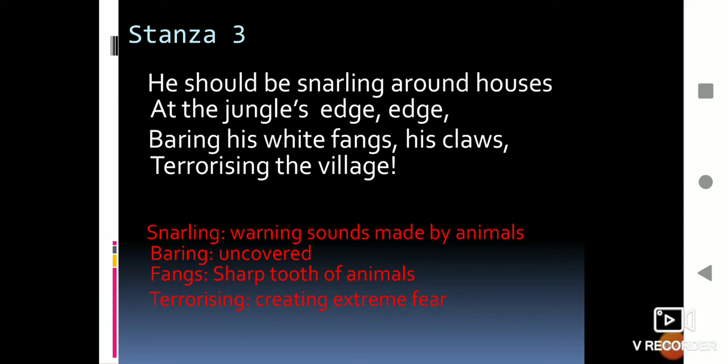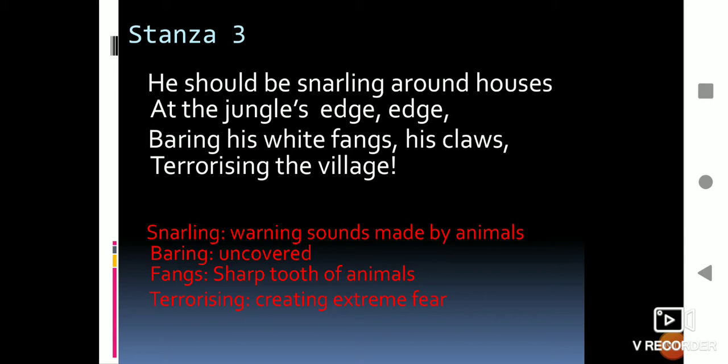Baring his white fangs, his claws, terrorizing the village. So, snarling means warning sounds made by animals. Baring means uncovered. Fangs are sharp tooth of animals. And terrorizing means creating extreme fear.